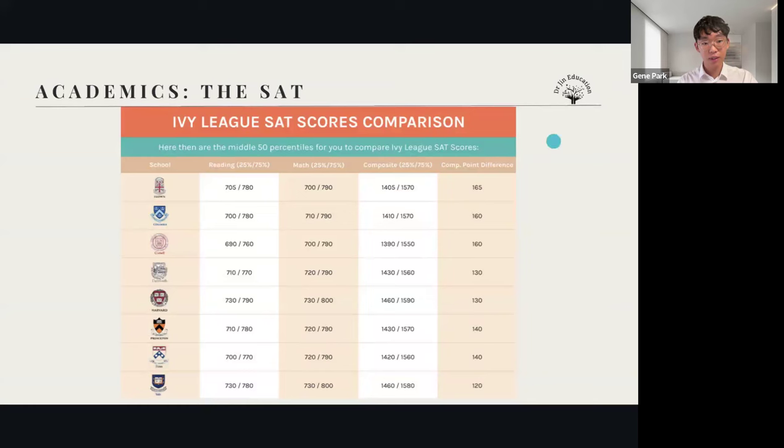And you'll notice that for the vast majority of them, the lowest percentile is roughly around 1400, and the highest percentile is roughly around 1560 or 1570, right? So that's sort of the score that you should be generally aiming at if you want to get into these institutions. Now, a quick caveat is that these are super, super competitive schools. You don't necessarily have to get these scores to attend a school in the United States.